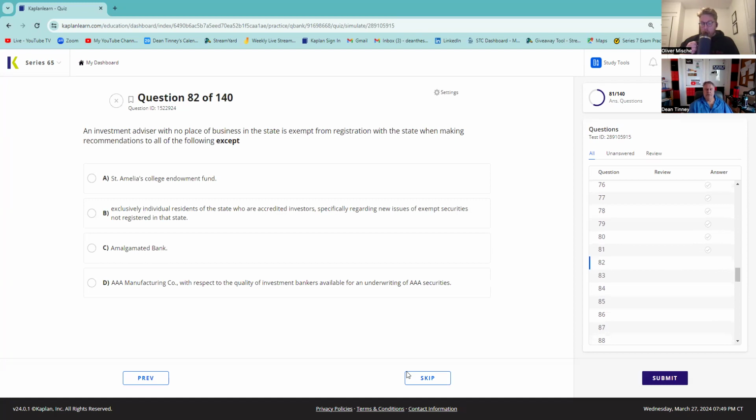An investment advisor with no place of business in the state is exempt from registration with the state when making recommendations to all of the following except. I kind of like this one. Yeah, this is a weird one. I'm between B and D. You're correct. It's either B or D.